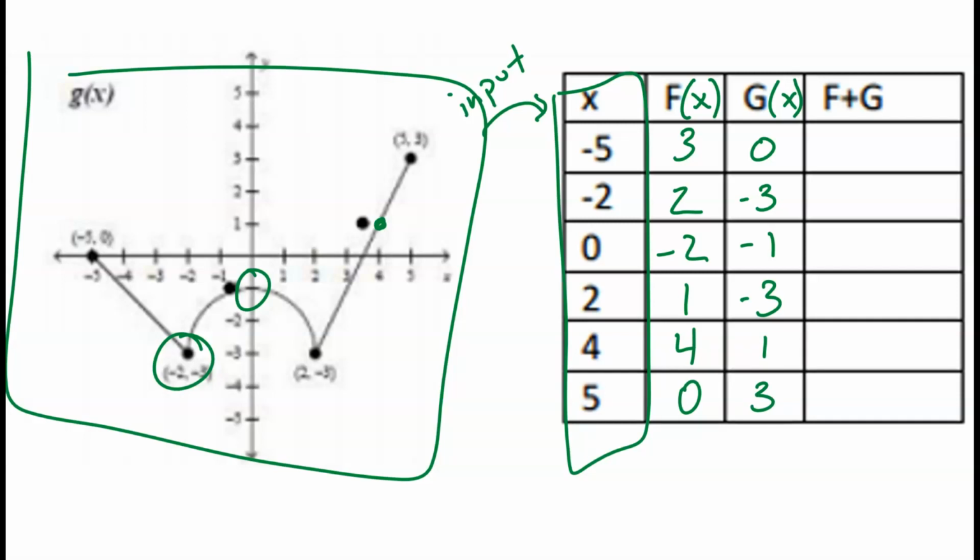All right. So now on our table, when we're combining f of x plus g of x, we are only looking at the outputs that we got. So we're going to be adding what we got for f of x plus what we got for g of x. So our first one is just 3 plus 0, or 3. Then 2 plus negative 3 is negative 1. Negative 2 plus negative 1 is negative 3. 1 plus negative 3 is negative 2. 4 plus 1 is 5, and 0 plus 3 is 3.